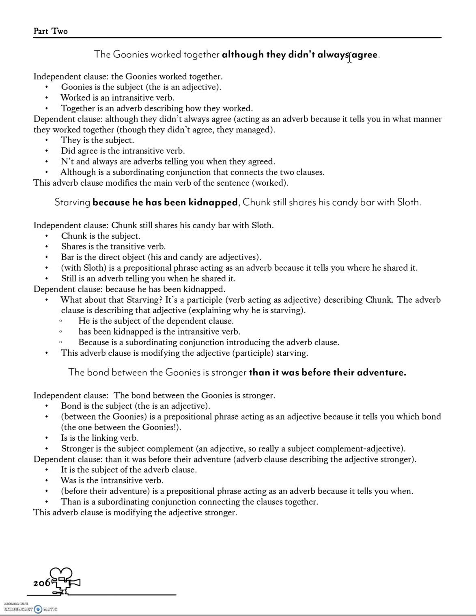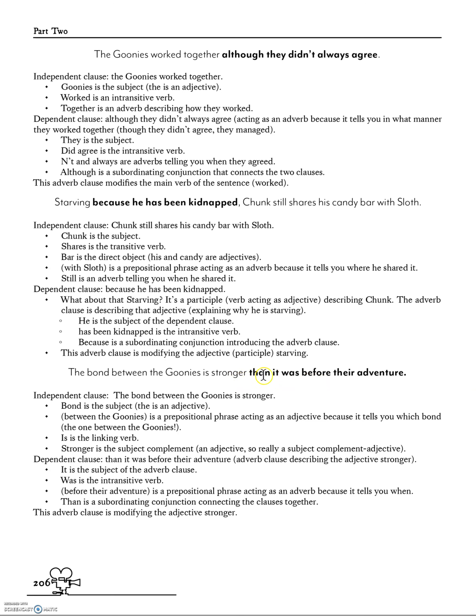So how do they work together? Even though they don't agree, they still work together. Or in what manner? If you go starving because he's been kidnapped, why is he starving? Because he's been kidnapped. So we're describing the adjective starving. And then Chunk shares his candy bar. And then the bond between the Goonies is stronger than it was.